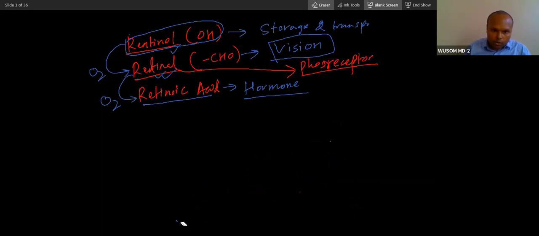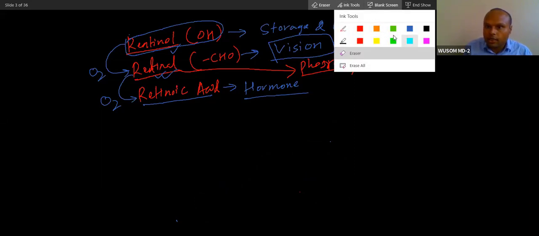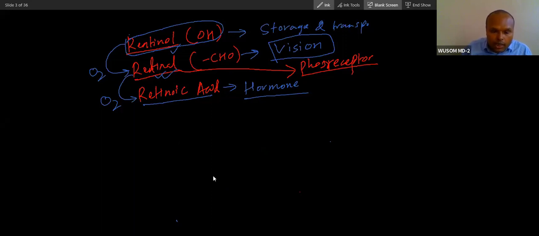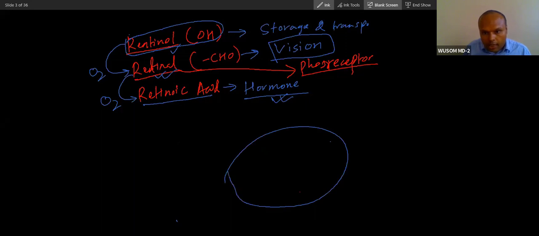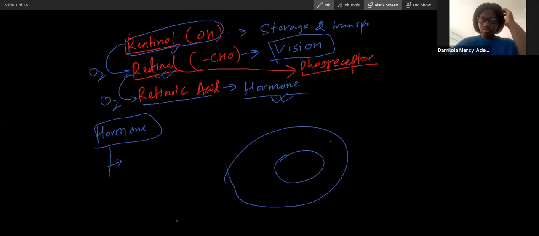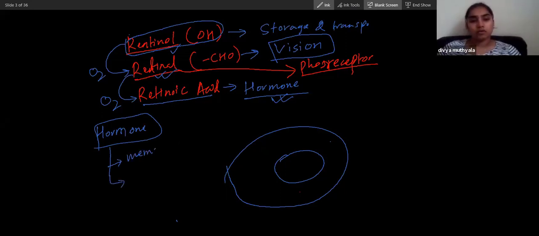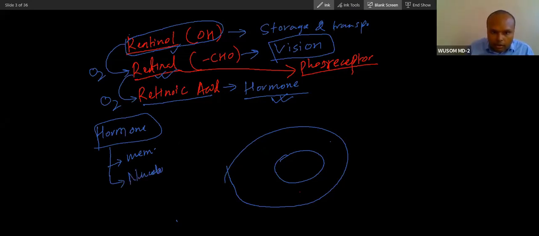Now, you understood this. Now let's talk about retinoic acid. How does retinoic acid act? Retinoic acid actually functions as a hormone. So it will go inside the cell. Do you know there are two types of hormone receptor? First is the membrane-bound receptor, and the second is the nuclear receptor. Do you know this? Yes, sir.